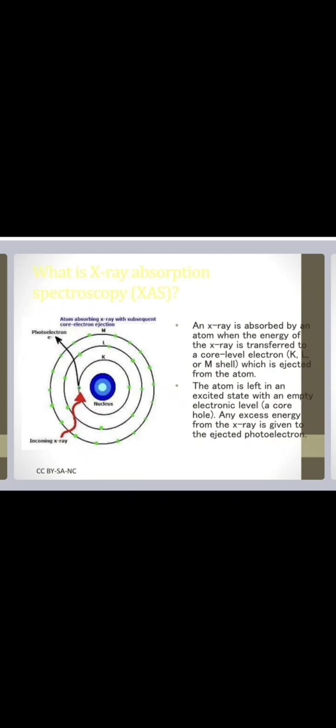So this is the schematic diagram of X-ray spectroscopy, in which the X-rays are passed through the atom, and electrons are ejected from the atom, which are named photoelectrons. So this is the schematic diagram of XAS absorption spectroscopy.